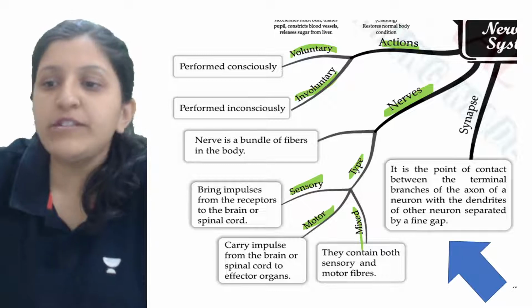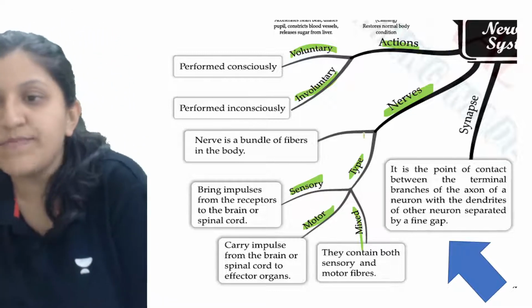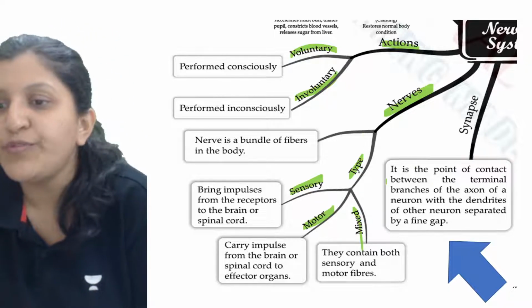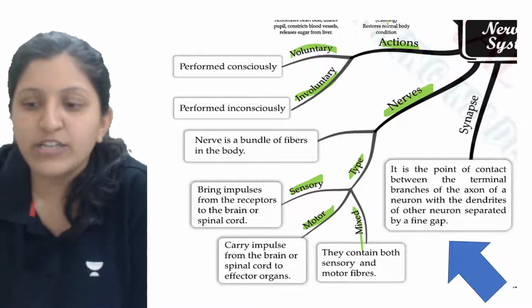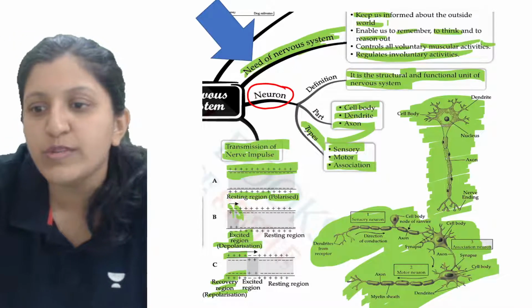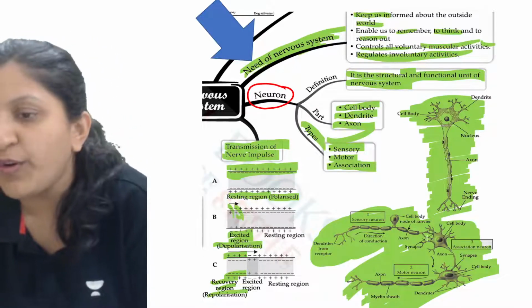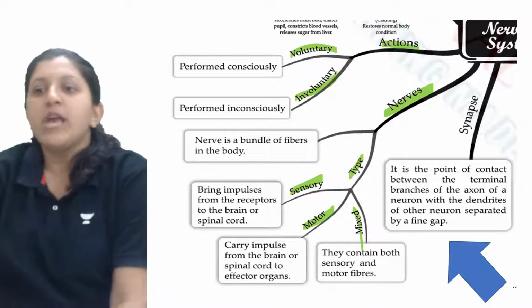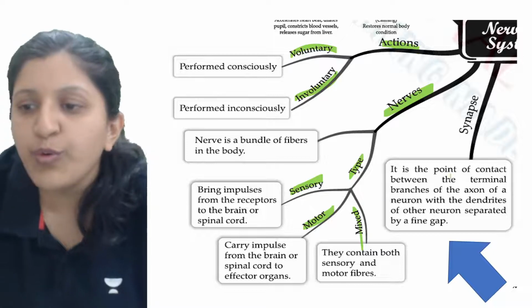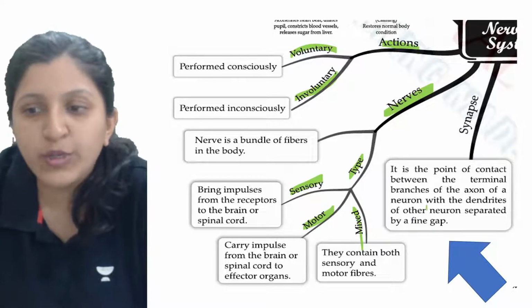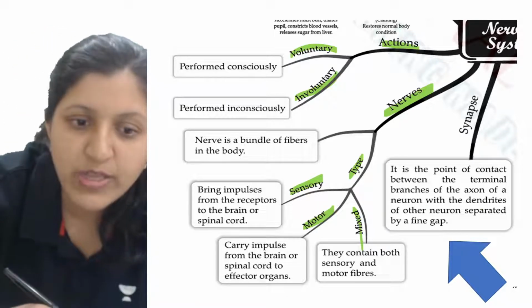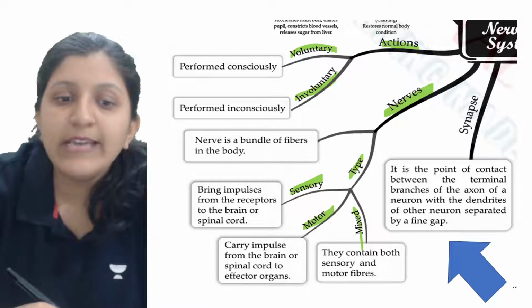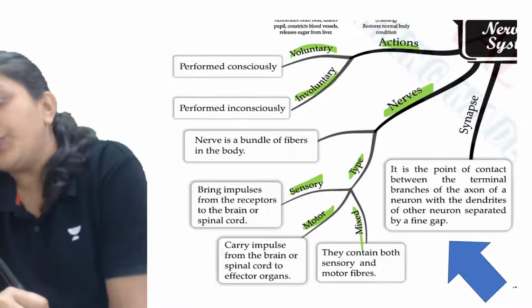Now with respect to this, what is a synapse? A synapse is the point of contact between the terminal branches of the axon of a neuron and the dendrites of other neurons, separated by a fine gap. In the previous picture you could see that there is a fine gap between the neurons.